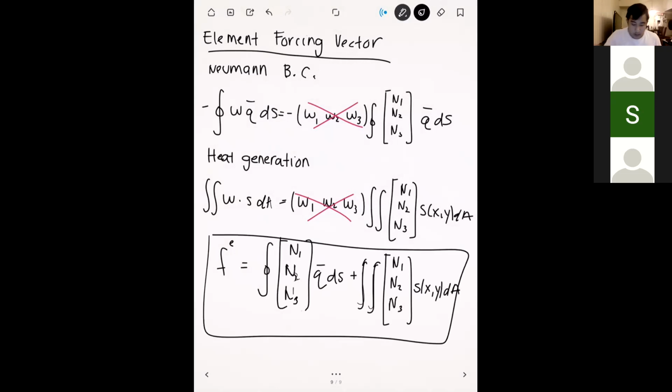And so if we put this all together with our element stiffness matrix, then we can get our elemental system for the 3-node triangle. Before I do that, are there any questions on this?